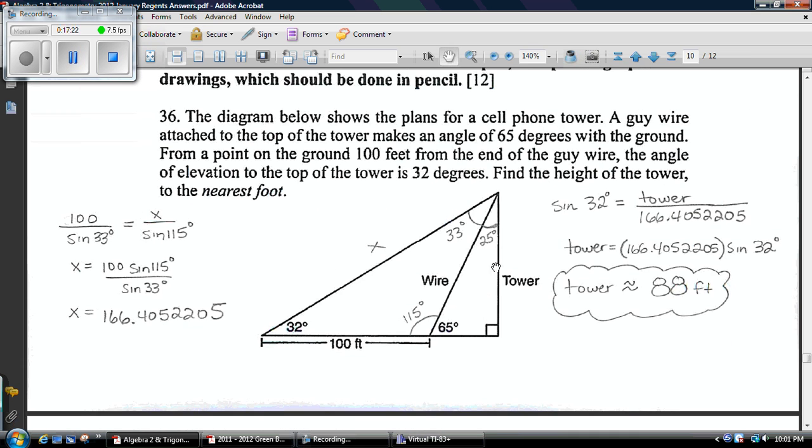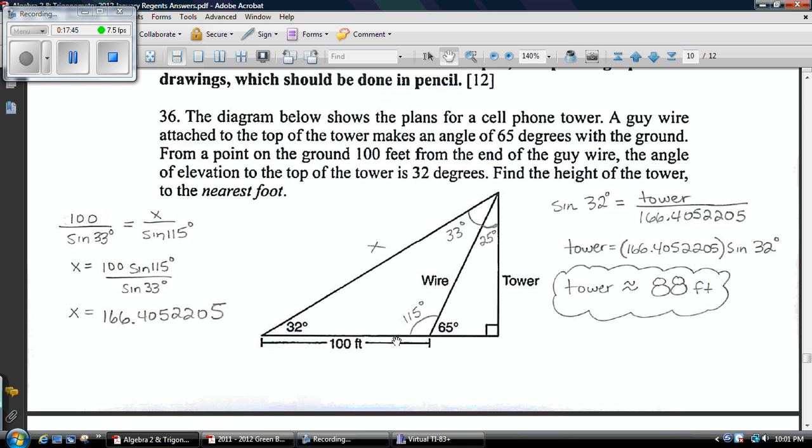36, here's our diagram. Now, I'm looking at 3 triangles. This triangle, and the big one. We need the height of the tower, all right? So here's what I'm going to do. First, it's really suspicious that they gave me a lot of information about this triangle right here. I got 32 degrees, okay?